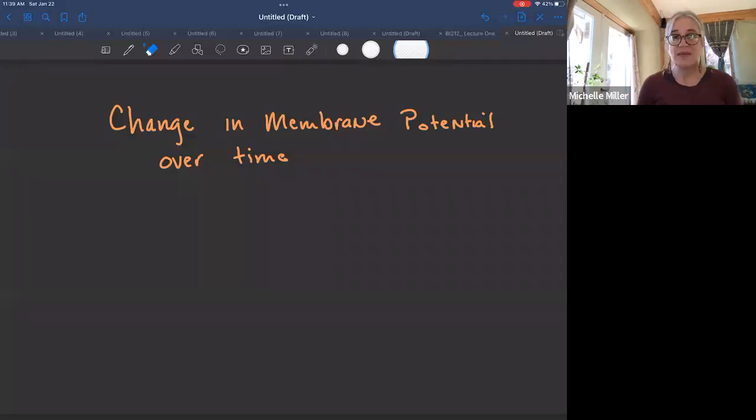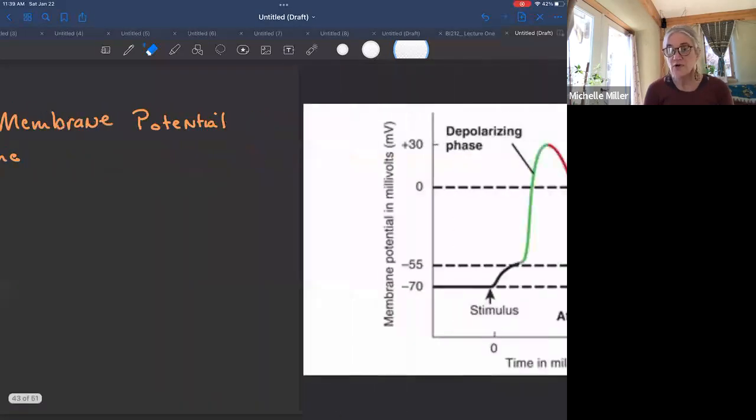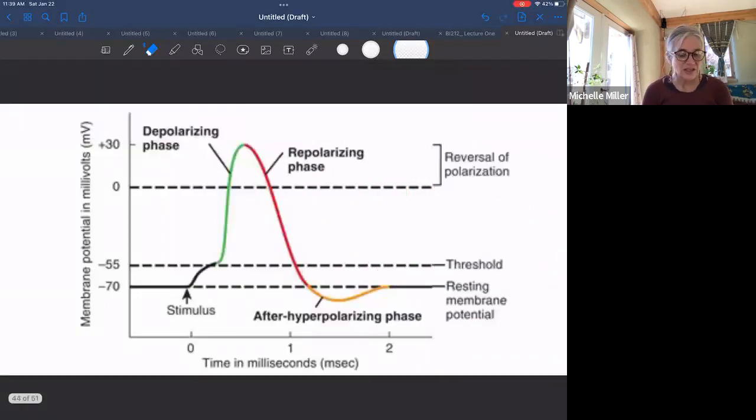So, we're talking about the membrane potential of a neuron and how this membrane potential can change over time from resting potential to an action potential and then back to resting. So, when we look at a graph that shows this over time, we see that the change in charge changes over time. And notice that the time is in milliseconds. So, this is really rapid change.